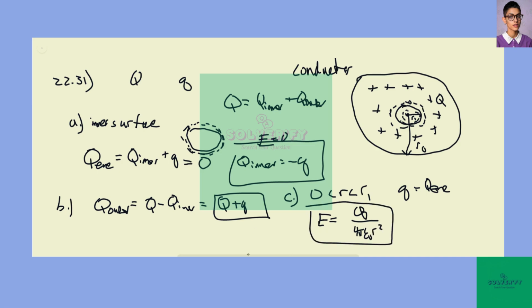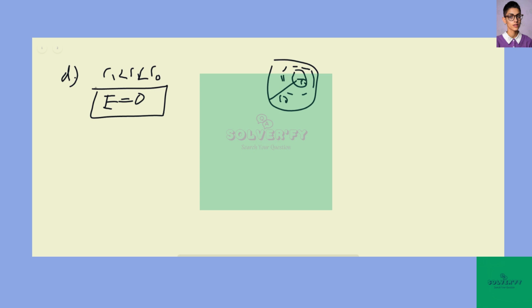Awesome. We can continue on to part D, where we want to figure out the electric field for r greater than R1 but less than R naught. Here, this is R1, R naught. That's our Gaussian surface. This is all inside of the conductor, and inside of the conductor, by definition, the electric field is zero, because that's true for every conductor.